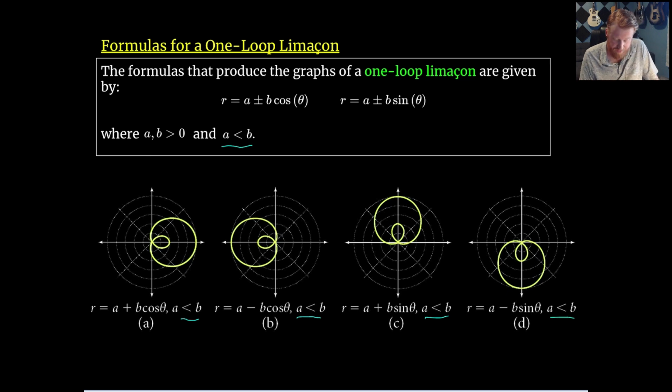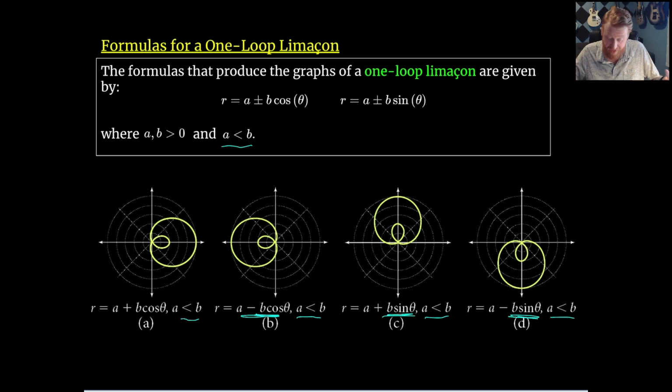And then again, all of the same kind of patterns apply, that for cosine, the value farthest away from the pole will be in the positive cosine direction, or in the positive x direction. If we have a negative b value, then it'll be in the negative direction on the x-axis, and same patterns for the sine, where the farthest value lives above or below if the b value is positive or negative. So there we go, we've got our inner-loop Limaçons.